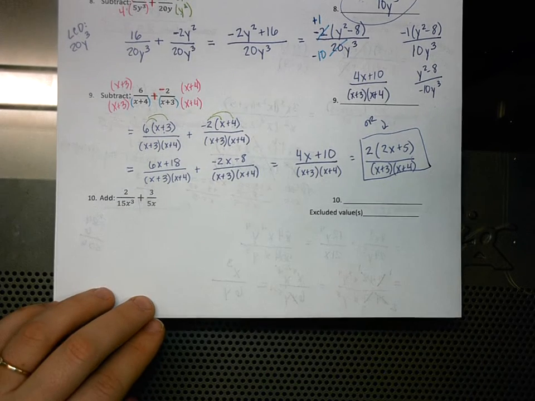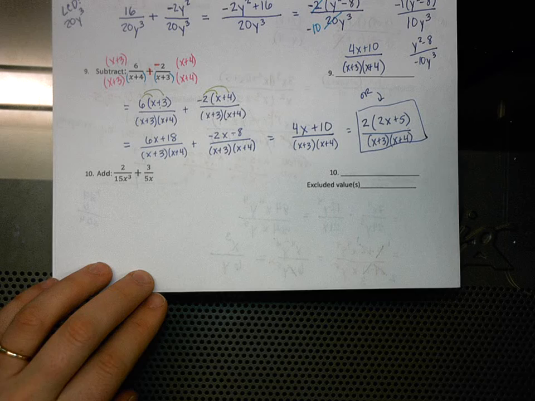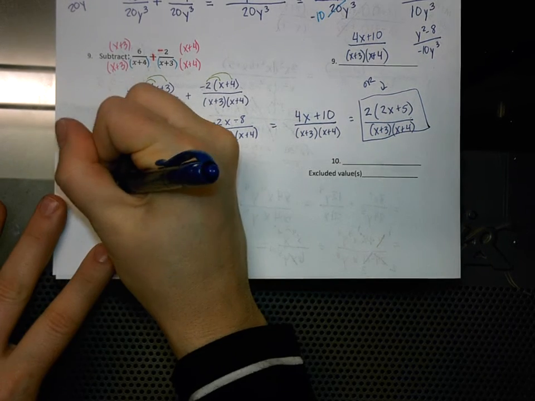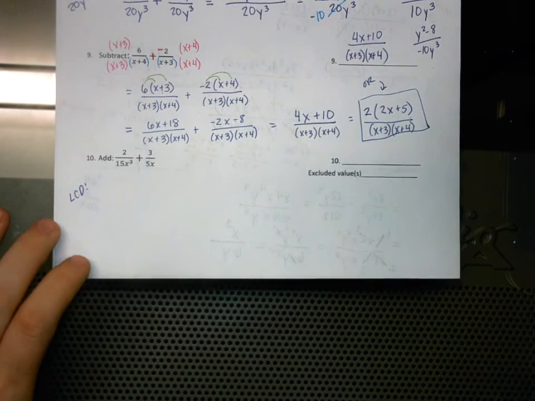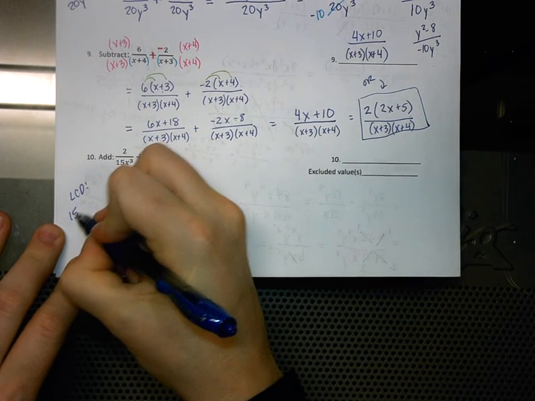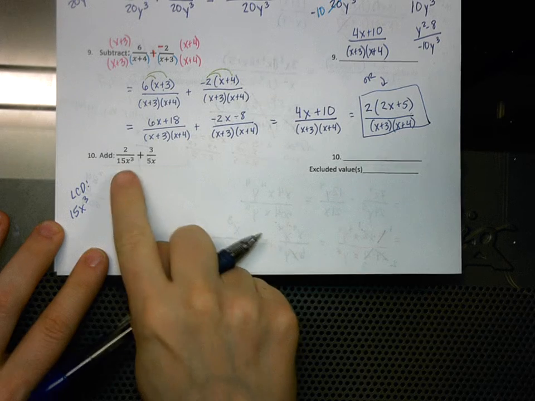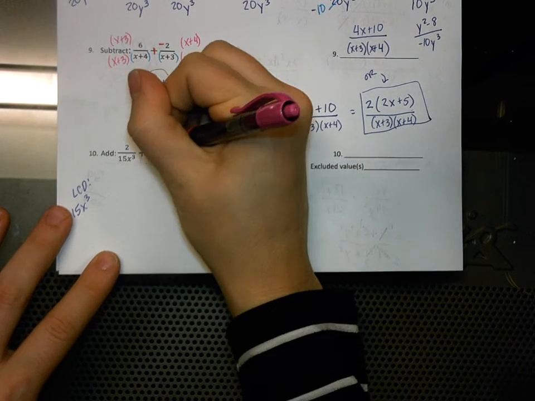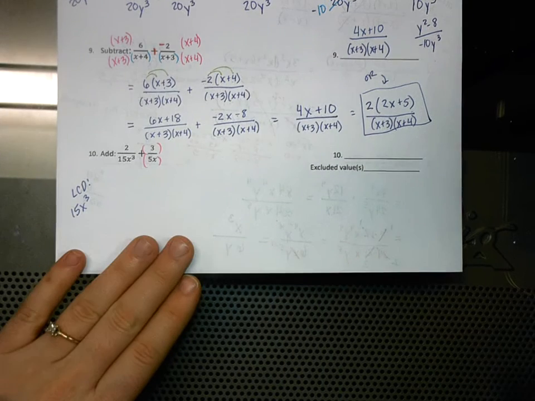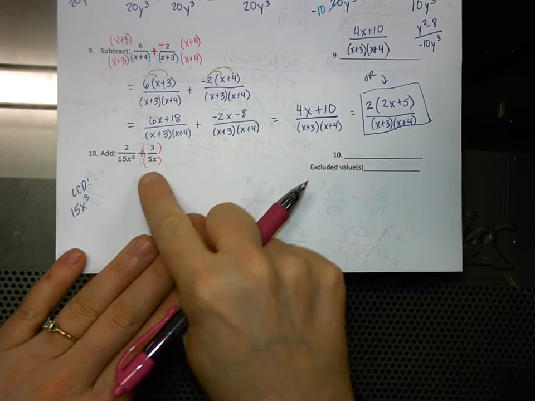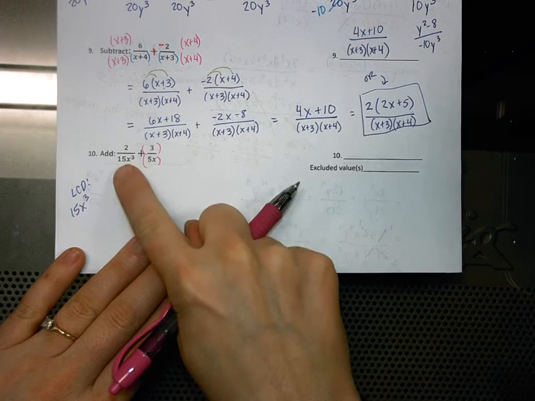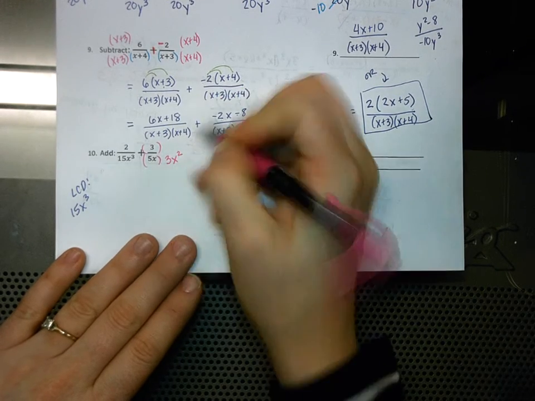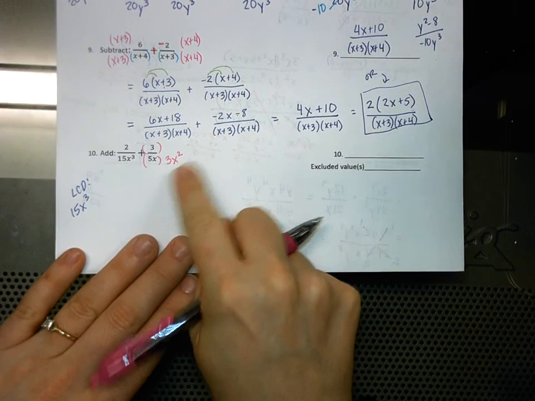All right, number 10. What is my least common denominator? 15x cubed, which means this one can stay exactly the same. We're only multiplying the second fraction to get there. So what do I need to multiply 5 by to get to 15? 3, and then x squared, because x times x squared is x cubed.